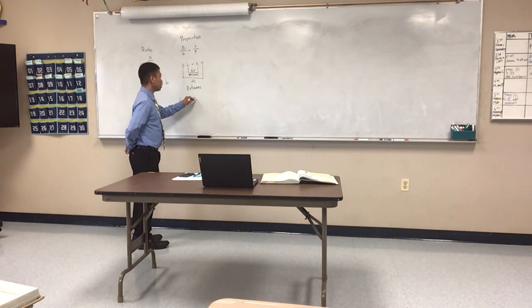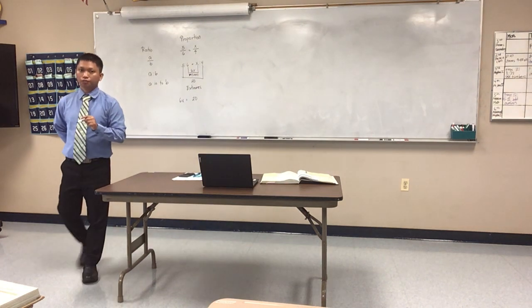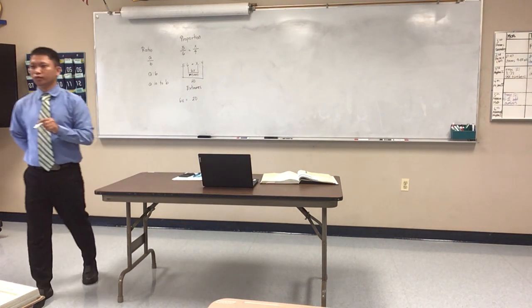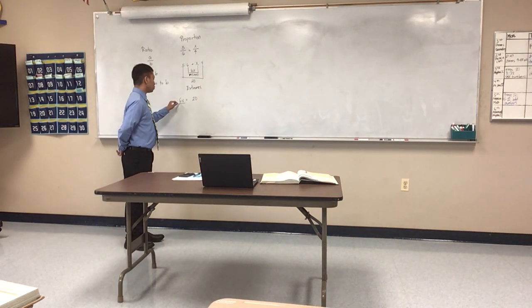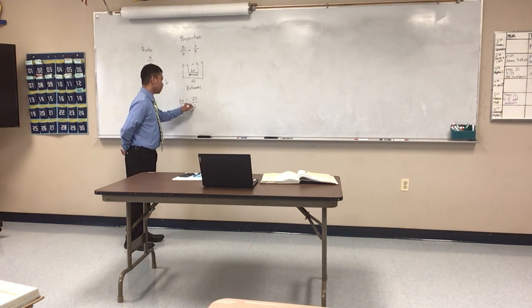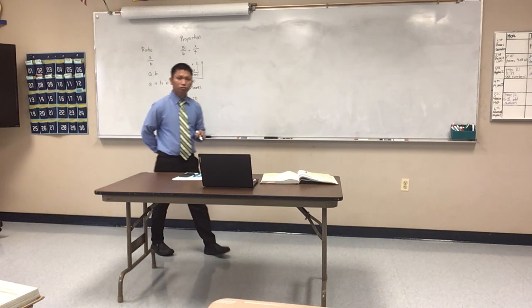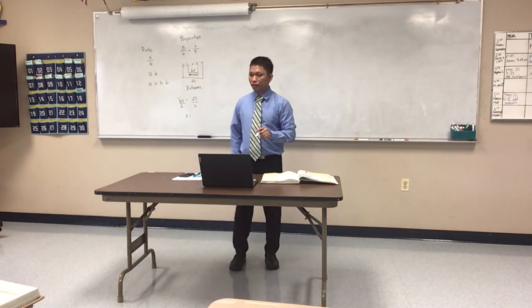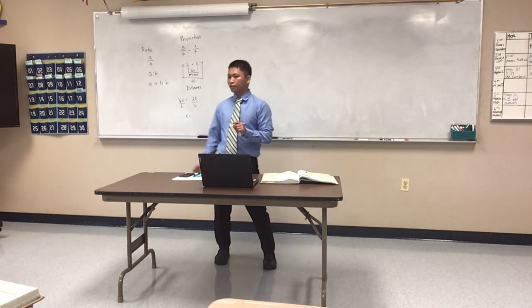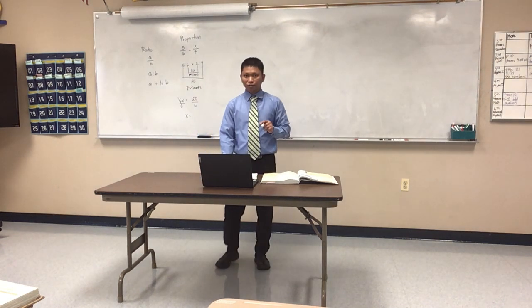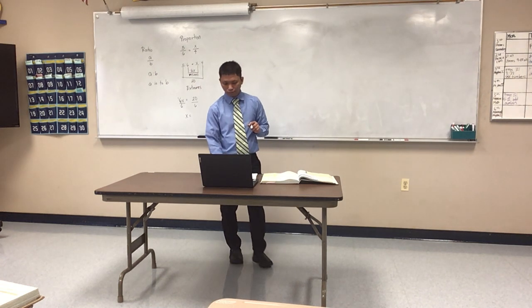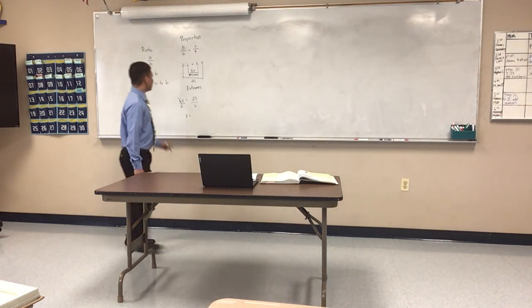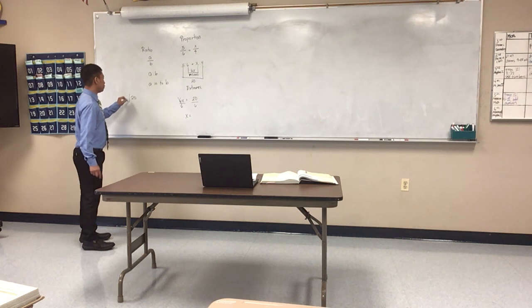So what would be our value of x here? 6x is equal to 20. What are we going to do? Yes, Ethan. 20 divided by 6. And what's the answer? Levi, 20 divided by 6. You just divide, 20 divided by 6.